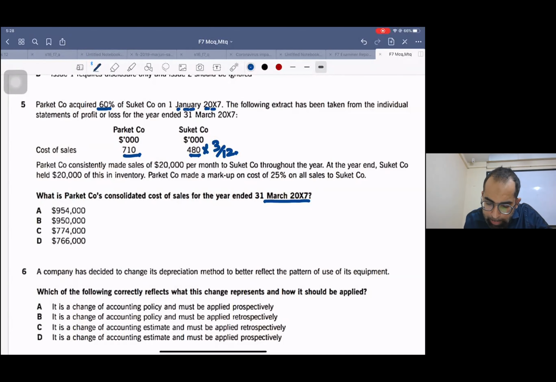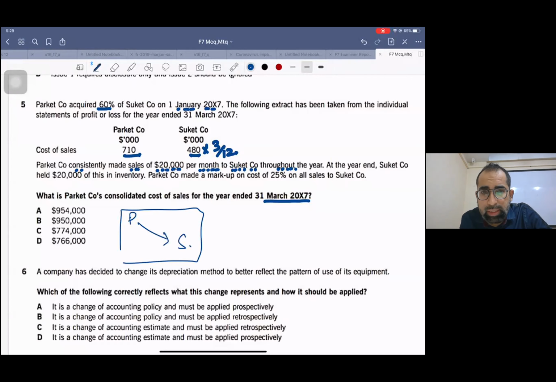Now, the parent company consistently made sales of 20,000 per month to S company throughout the year. So P to S sale is 20,000 per month. Listen, all previous sales are irrelevant. Just after takeover, sales are relevant. After takeover means January, Feb, March. Per month sale is 20. Let me make the sketch. For January, Feb, March, P to S sale is 20, 20, and 20, which is 60. Actual sales is 60.